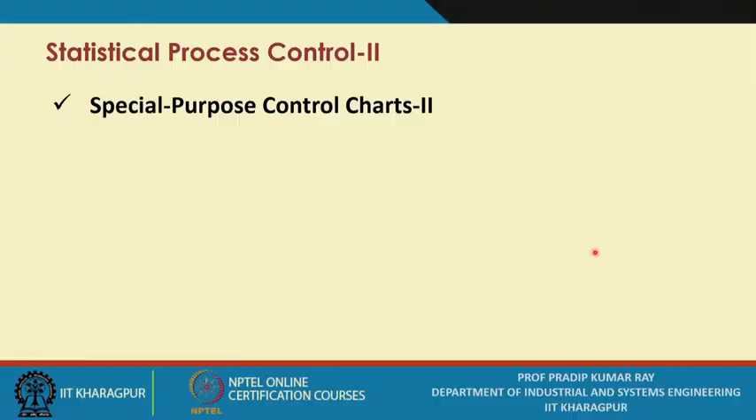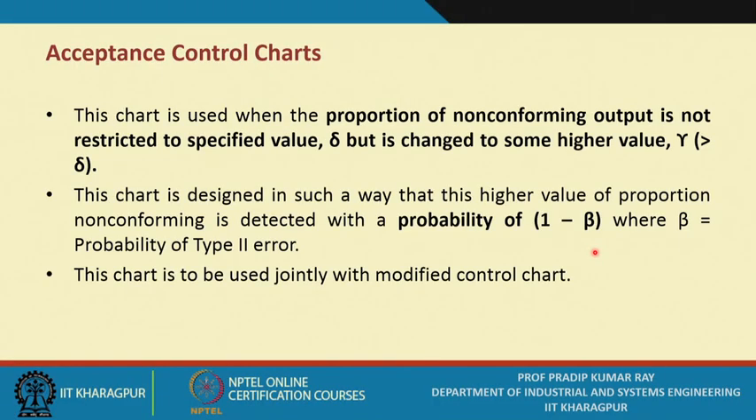Continuing our discussion on the special purpose control charts, we have already referred to the modified control chart, if you recollect. What we have mentioned is that the modified control chart is to be used along with the acceptance control charts. Like we say that the R control chart and X bar control chart must be used simultaneously, similarly we also say that the modified control chart and acceptance control charts must be used simultaneously. There is a specific reason for this, and you will come to know what that reason is when I discuss the acceptance control charts.